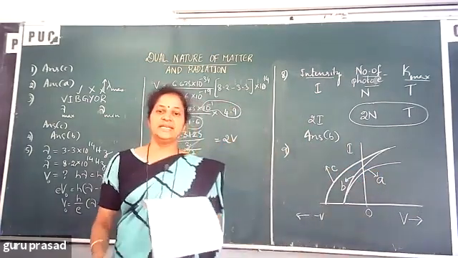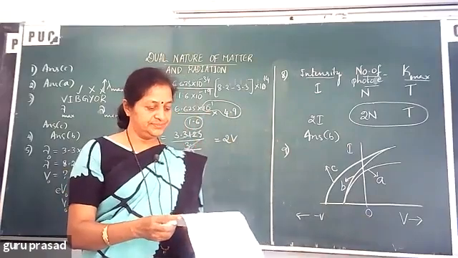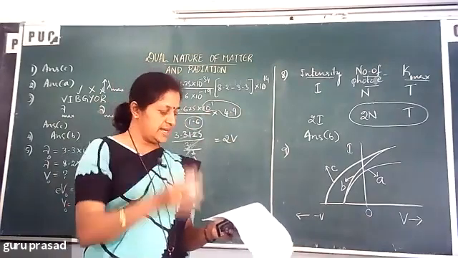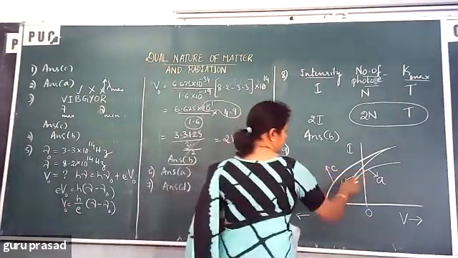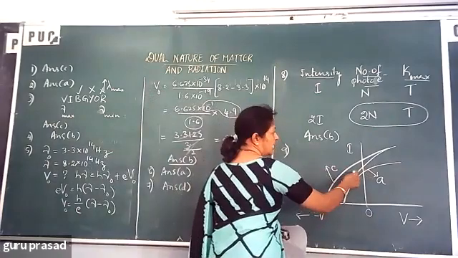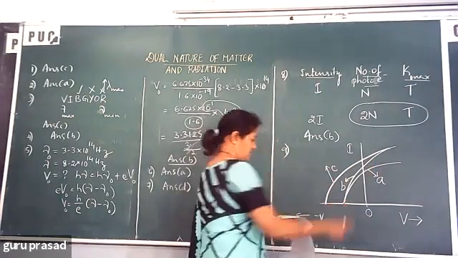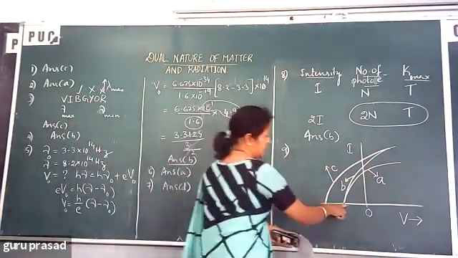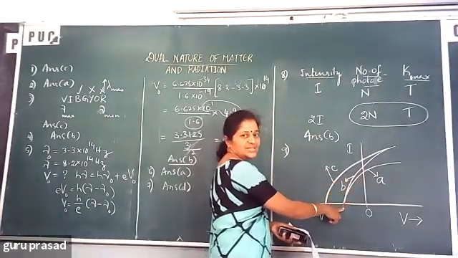Now we will see which options are suitable. Curves A and B: when you look at them, you can understand. These two curves have different intensity and same stopping potential and same kinetic energy. If kinetic energy is same, stopping potential is same. See, for both A and B, stopping potential is same.